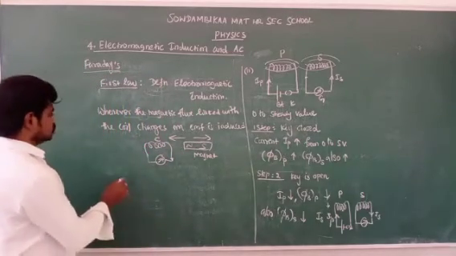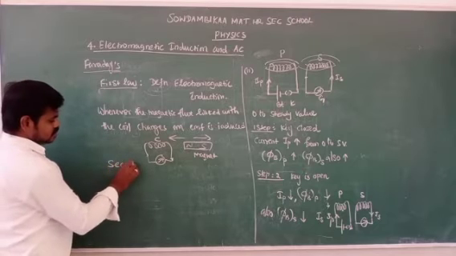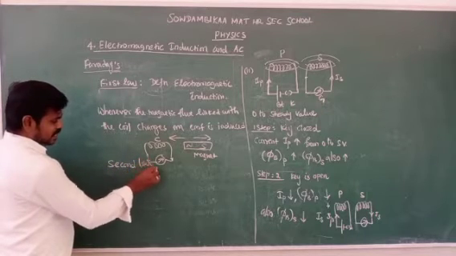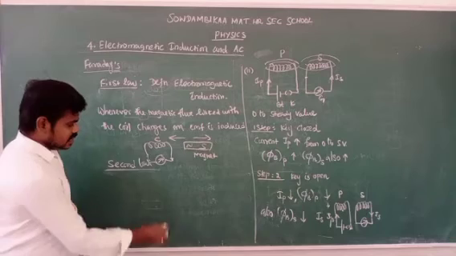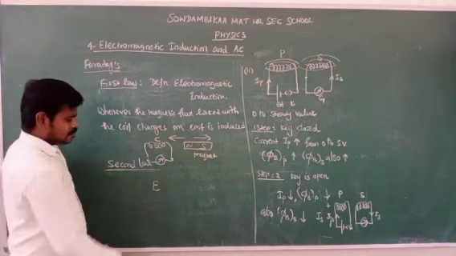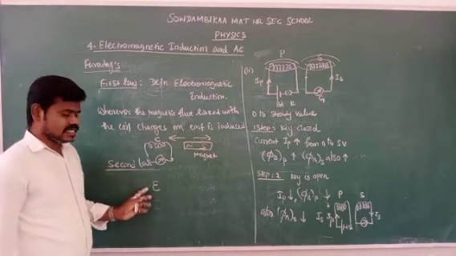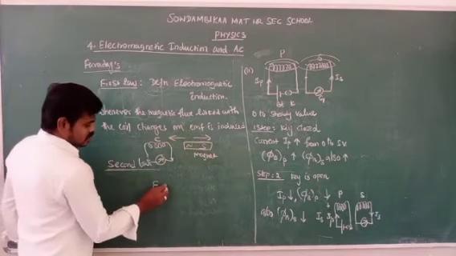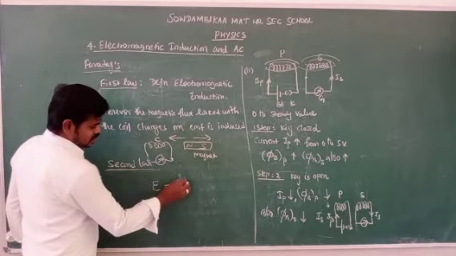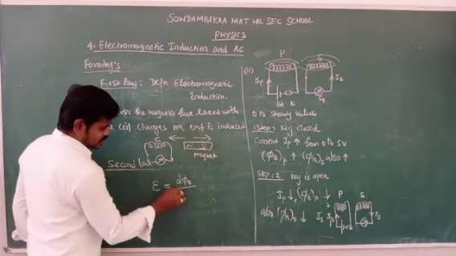Okay, next, the second law. The second law gives the magnitude of the induced EMF. The induced EMF is generally represented by the letter E, equal to d phi by dt.